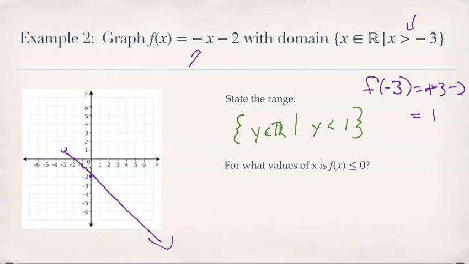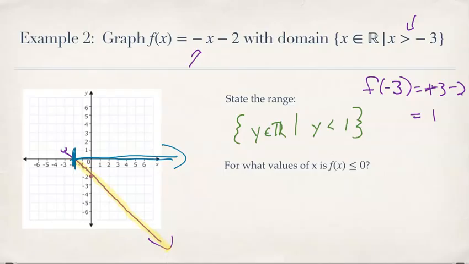For what values of x is f of x less than or equal to 0? Well, f of x is less than or equal to 0 when this graph is below the x-axis, right? So the values of x that are less than or equal to 0 start right here. That's where I start being less than the x-axis. And then it's going on forever, right? So all the way to the right, from this point to the right, my graph is going to be below the x-axis.